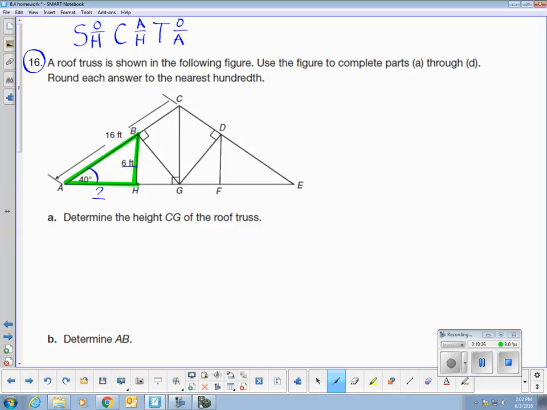All right, so let's go back here. We have the opposite side, and we have the adjacent. So opposite and adjacent is tangent. So I'm going to say the tangent of 40 degrees is equal to the opposite side divided by the adjacent side. We're going to call that segment AH.